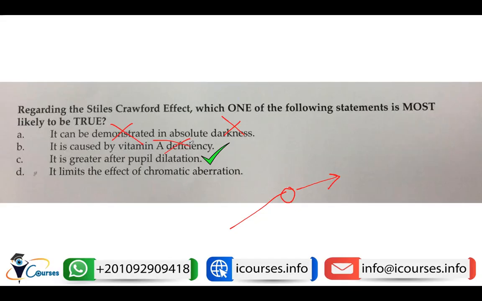But if we have a small pupil, then the Stiles-Crawford effect will have no role here because already the central light rays are entering the retina, so there will be no action of the peripheral light rays. And as we mentioned, it will limit the effect of spherical aberration rather than the chromatic aberration.